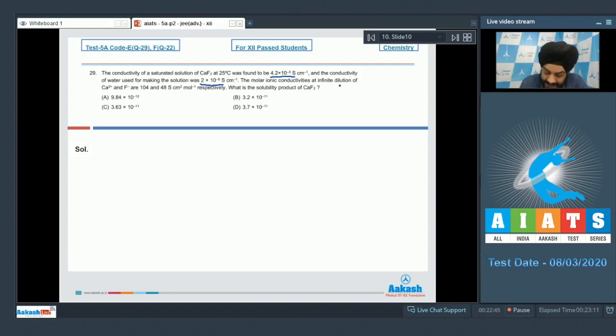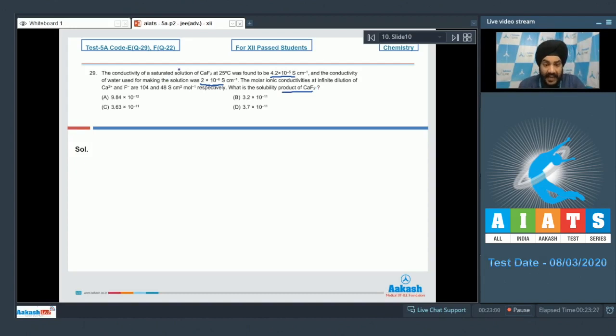The molar ionic conductivities at infinite dilution for calcium 2 plus and F minus are 104 and 48 Siemens centimeter square mole inverse respectively. We have to comment on the solubility product of CaF2. So students, let us first look at the mental map to solve this question.